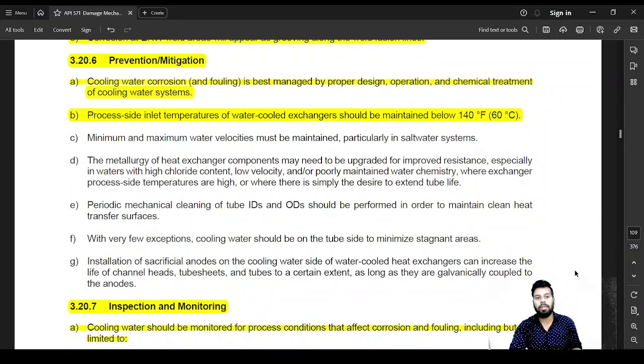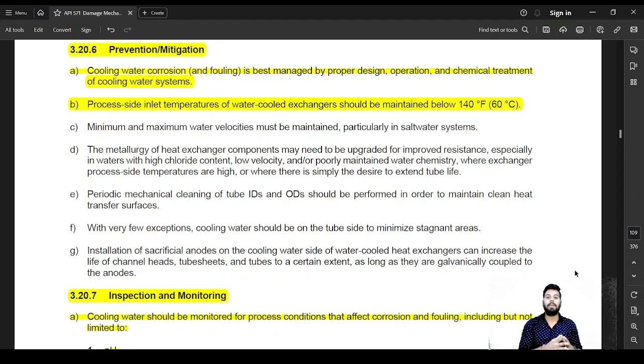Prevention mechanism: cooling water corrosion is best managed by proper design, operation, and chemical treatment of the cooling water systems. Process side inlet temperatures of water cooled exchangers should be maintained below 140 degrees Fahrenheit or 60 degrees Celsius. Okay. So generally, as you increase the temperature, the corrosion is going to be higher. So generally, we'll try to keep the temperature low enough so that this will be minimized.